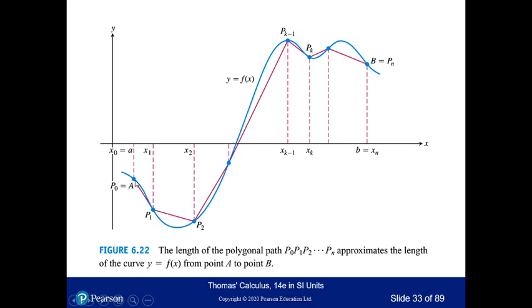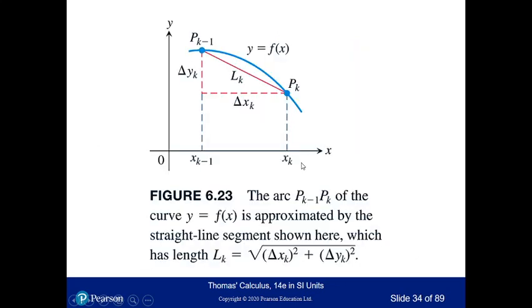So we are going to have these pieces P0, P1, P2, P3, P4, up to Pn. These are dots on the curve, and we know the coordinates of each point here. Then what you do is find the length of the line segments between these points and add them up. You get an approximated value for the length of the curve.